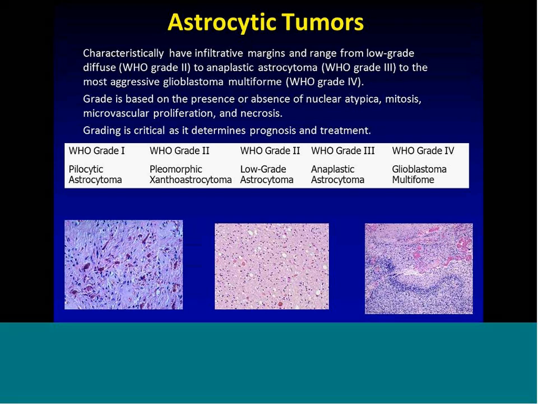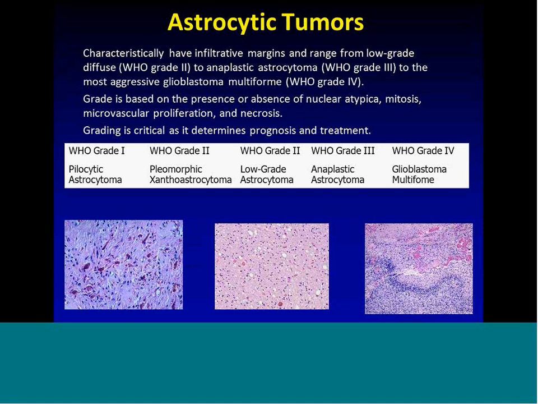Okay, and the grade is really determined on how it looks underneath the microscope. How many mitoses does it have? Does it have microvascular proliferation? Does it have necrosis? When you develop microvascular proliferation and necrosis, that's when you're going into the grade 4 category. So you're going to need to know that because that's something that they're always going to ask you.